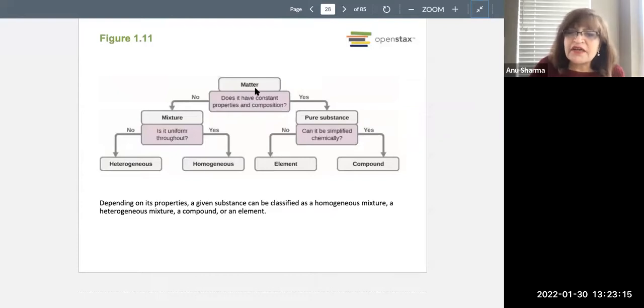So here's the thing, how do we determine whether something is a pure substance or a mixture? Does it have constant properties and composition? If yes, then it's a pure substance. If it is a pure substance, can it be simplified chemically? If it can be simplified chemically, then it's a compound. But if it cannot be broken up further into different atoms, then it's an element. On the other hand, if matter does not have constant properties and composition, then it's a mixture. Is it uniform throughout? Then it's homogeneous. If it is not, then it's heterogeneous.